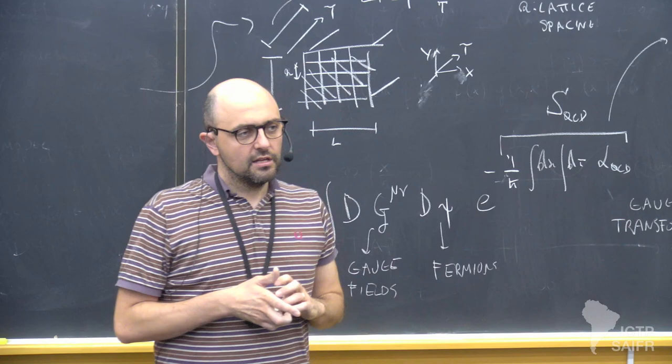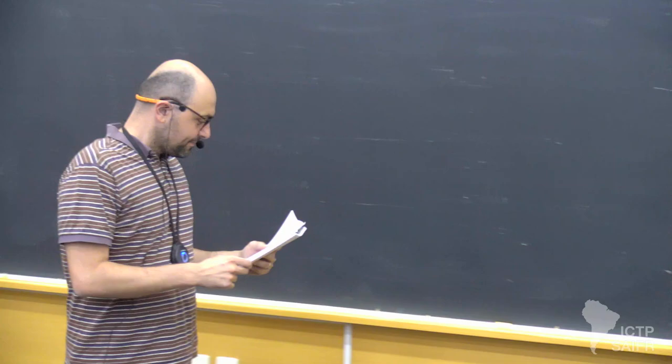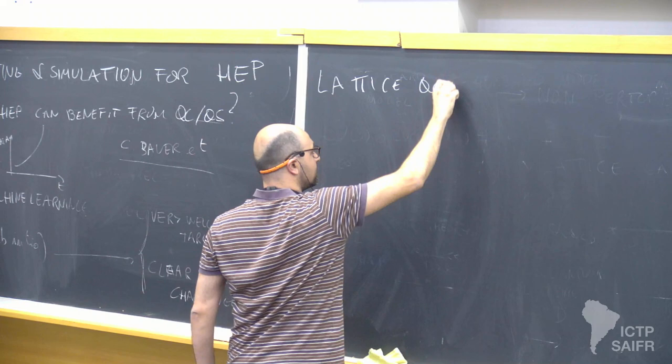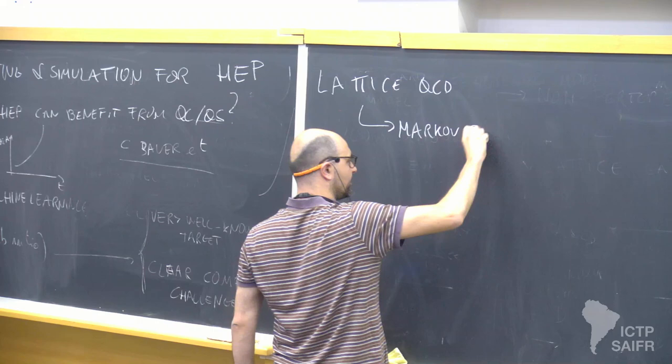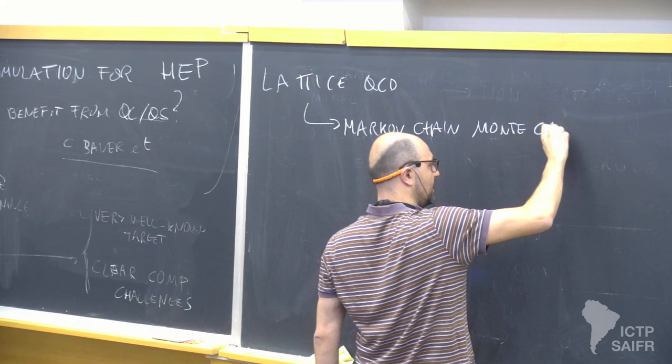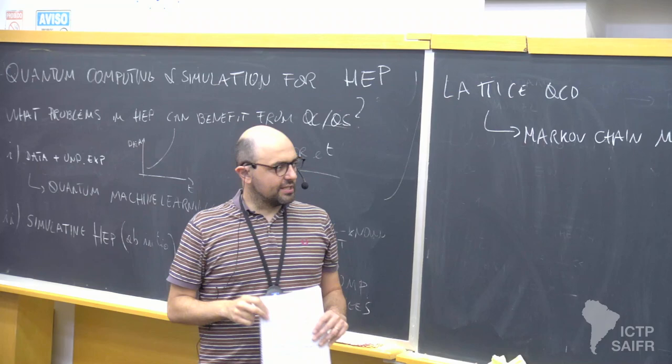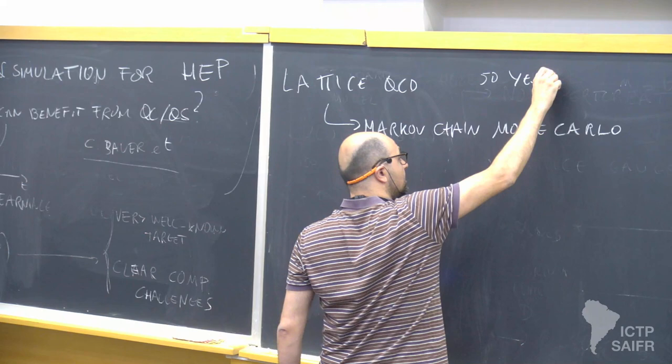Okay. So what people do with this is they put it on the lattice, and then they study it with Monte Carlo simulation, so lattice QCD, Markov chain Monte Carlo. I think the original idea comes from Wilson, and then there have been many people since the 70s, so it's a field that has almost 50 years. It's a very well-developed field.